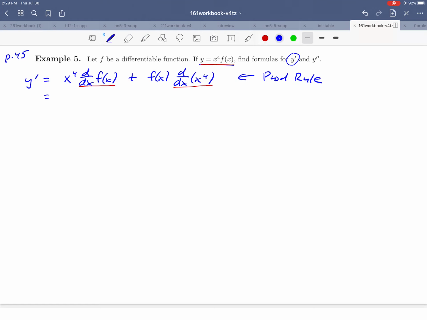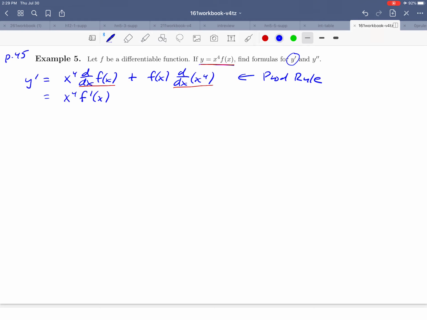Okay, well, if we start with the derivative of f of x, what do we do there? Okay, because f of x is not a function that we know the value of. We don't know what f of x is. And so the derivative of f of x, about the best we can do is to write down f prime of x. That's our notation for the derivative of f of x.